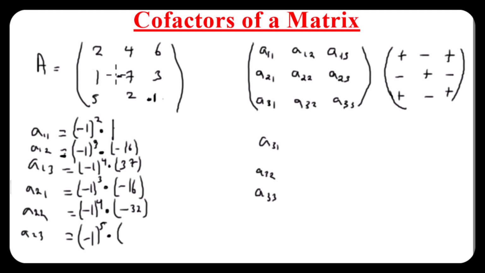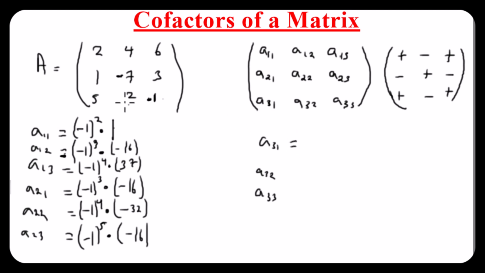Now A23. A23 belongs to the second row and third column. So strike out the second row, strike out the third column. So I'm left with 2, 4, 5, and 2. So 2 times 2, that's 4. 5 times 4, 20. 4 minus 20, that's minus 16. So write your negative 16 here.